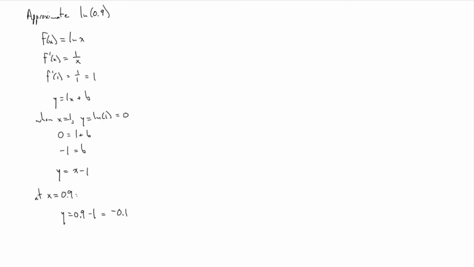And if you plug x equals 0.9 into the equation of the tangent line, you get 0.9 minus 1, which is negative 0.1. And from that, we can conclude that the natural log of 0.9 is approximately equal to negative 0.1. And if you plugged it into a calculator, you would see that we were pretty darn close. Natural log of 0.9 is approximately equal to negative 0.10536, etc., and on forever.